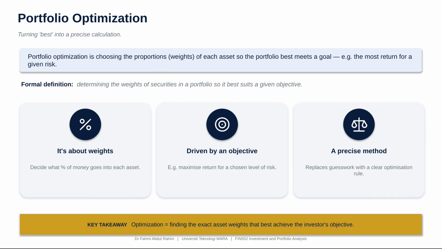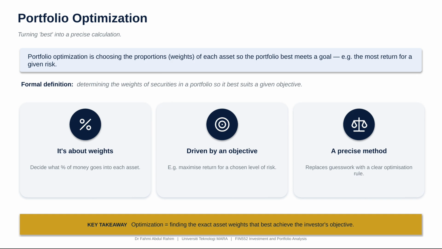Selecting the best portfolio sounds vague, so let us make it precise with the idea of optimization. Portfolio optimization, in the blue box, is choosing the proportions, the weights of each asset, so that the portfolio best meets a goal. For example, the most return for a given level of risk. The formal definition you can write in an exam is determining the weights of securities in a portfolio so it best suits a given objective.